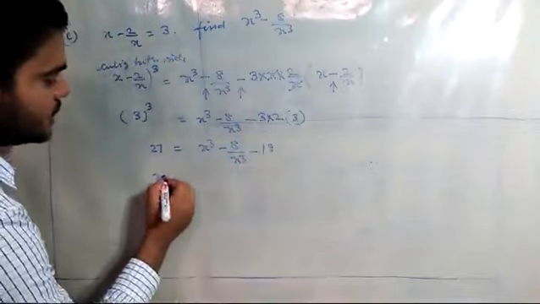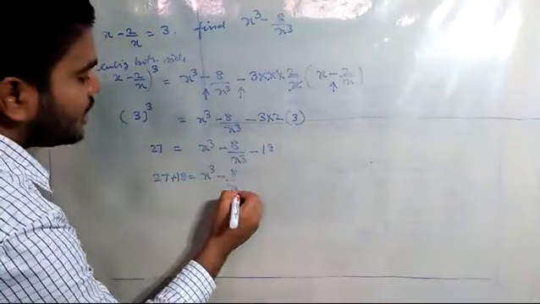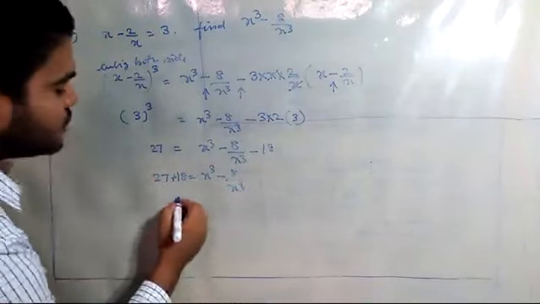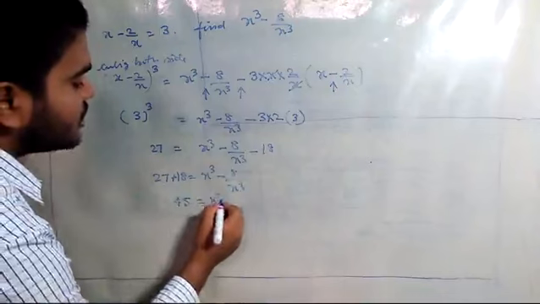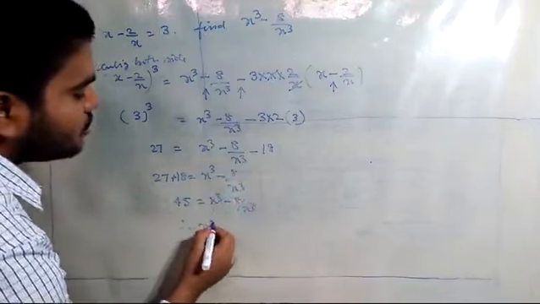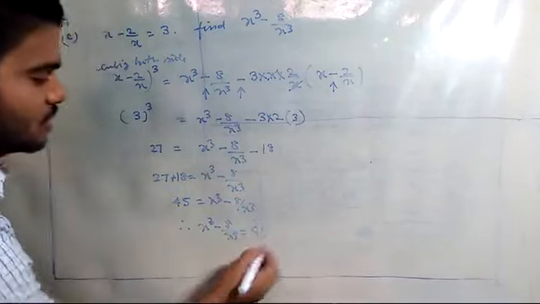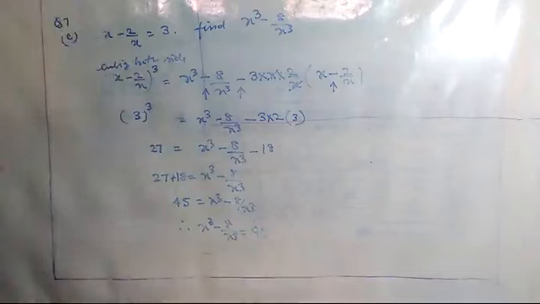Now you bring this 18 to this side. This will be equal to x cube minus 8 upon x cube. 18 plus 27 is 45. 45 is equal to x cube minus 8 upon x cube. It is better to write x cube minus 8 upon x cube is equal to 45. So this is the solution of question number 7C. I hope all the remaining sums you all can easily solve. Thank you.